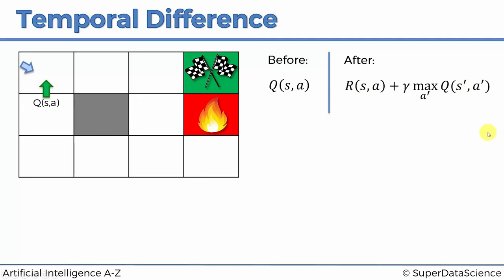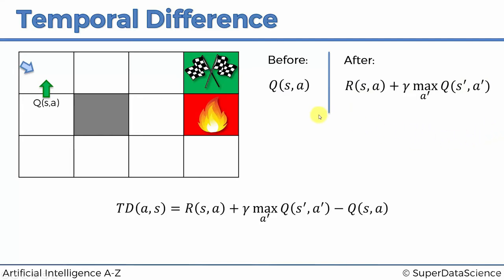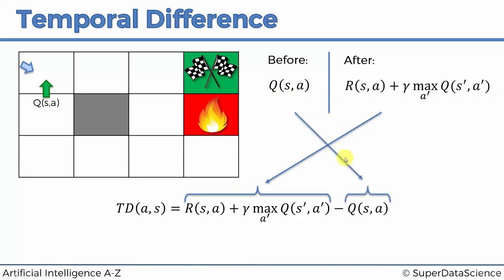And now the temporal difference is defined as TD(A, S), the difference between these two. So here the first element is your after value, the Q(S, A) but calculated afterwards, and the previous Q(S, A) which you had stored in your memory. And so the question is, are they different? Ideally they should be the same, simply because this is the formula for calculating this.